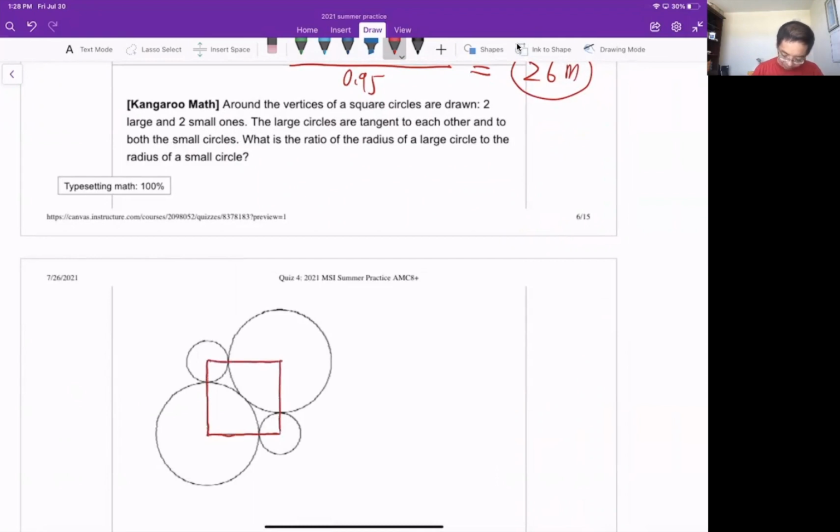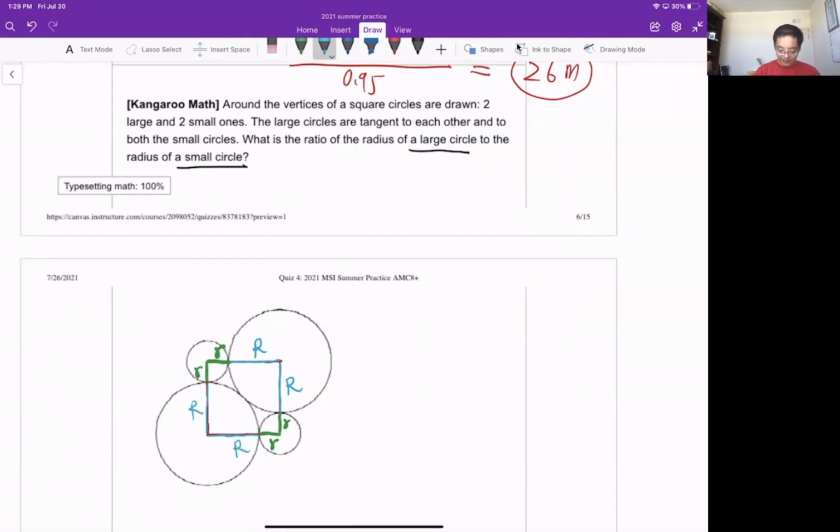This is a square. Now we need to find the ratio between the radius of the larger circle to the radius of the small circle. Let's use a little algebra. Let's say the radius of the large one is R, and the radius of the smaller one is r. Let's put everything here: this is R, this is r, and this is r.